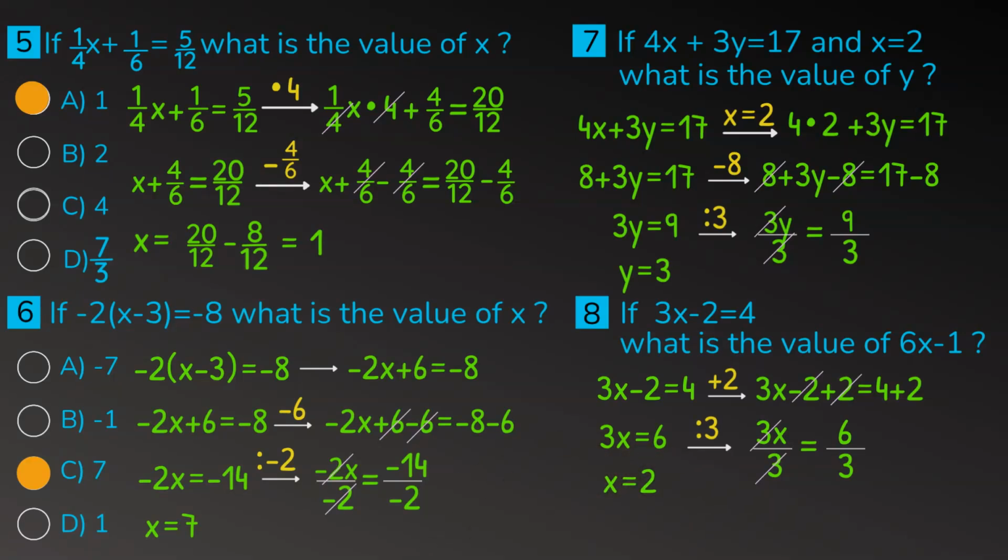However, we haven't finished yet because now we have to find the value of 6x minus 1. So if we substitute x equal to 2 wherever there is an x in this equation, we end up with 6 times by 2, take 1. And that's equal to 12 minus 1, which is equal to 11. So the final answer is 11.